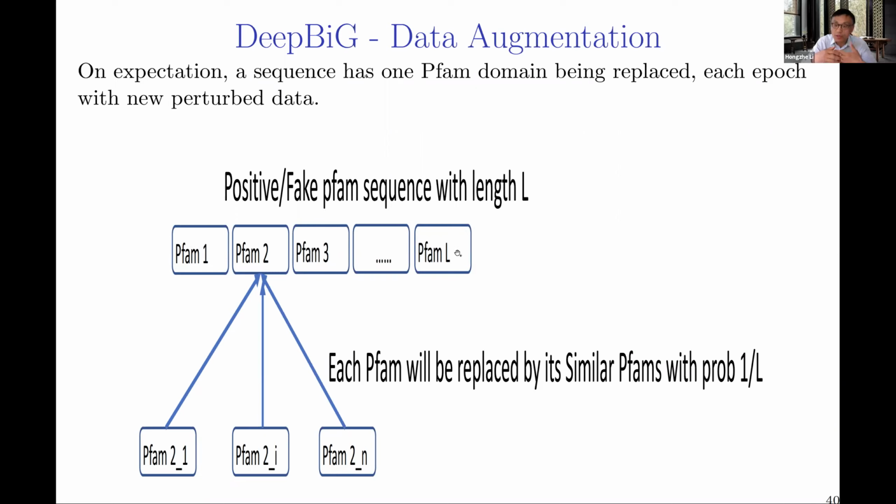During these deep learning steps, in each epoch, we can slightly perturb the original data. That's called data augmentation. Basically, you can change one of the protein family domains to a similar one, of similar class and similar function. You just replace a protein family name randomly, with a certain probability, with another protein family name. This is called data augmentation. I'll show you that this indeed helps us improve the prediction performance.